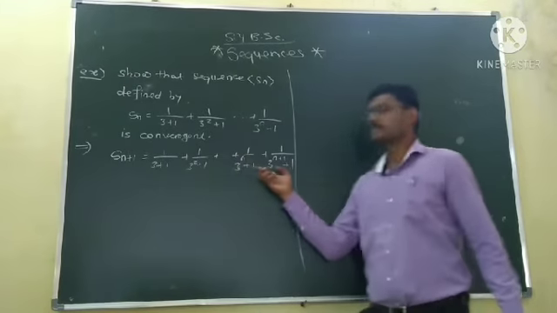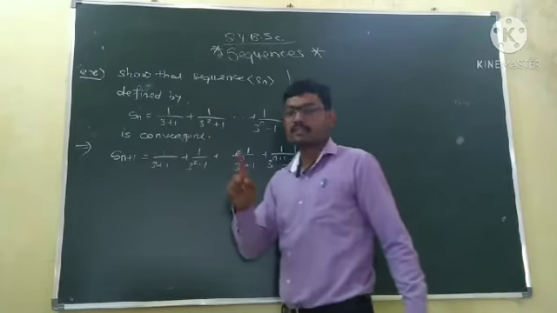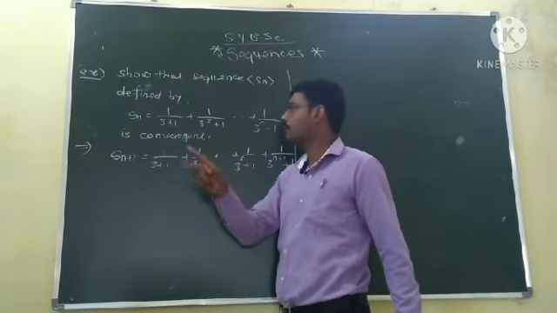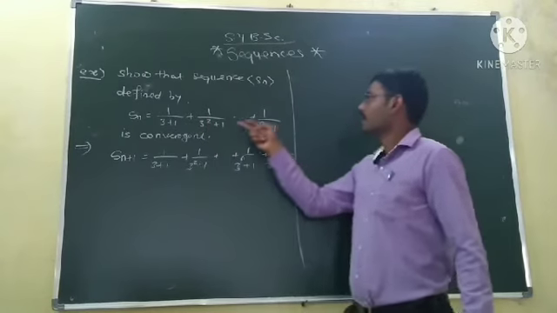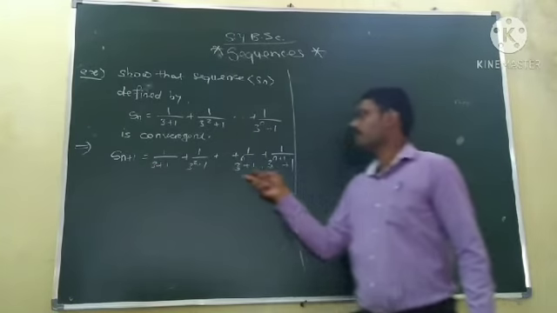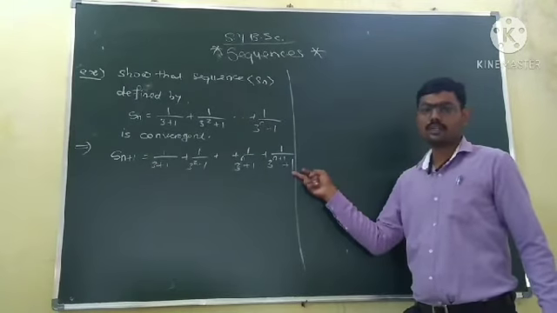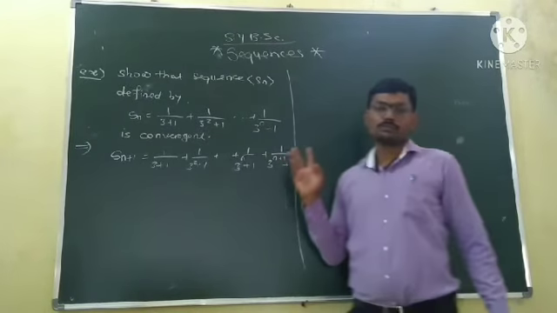First, these n terms are the same. If we find S1, it will be just 1 upon 3 plus 1. S2 will be 1 upon 3 plus 1, plus 1 upon 3 square plus 1, and so on. Sn will be the sum of these n terms, so Sn plus 1 will be the sum of these n plus 1 terms. And the last term is 1 upon 3 raised to power n plus 1, plus 1.